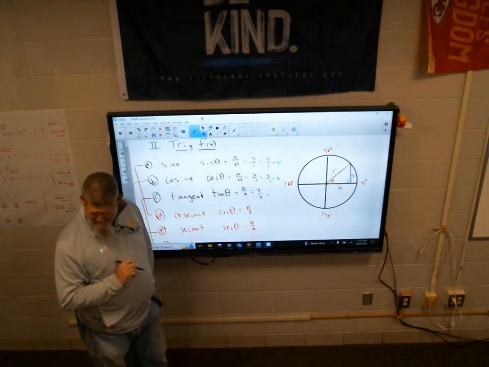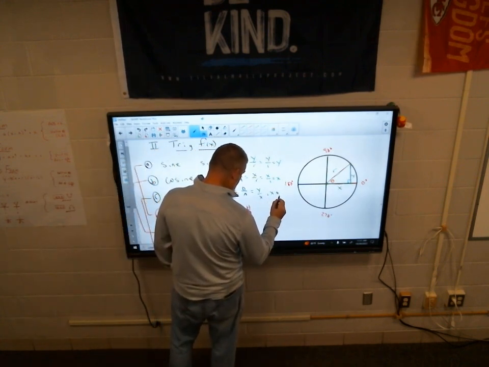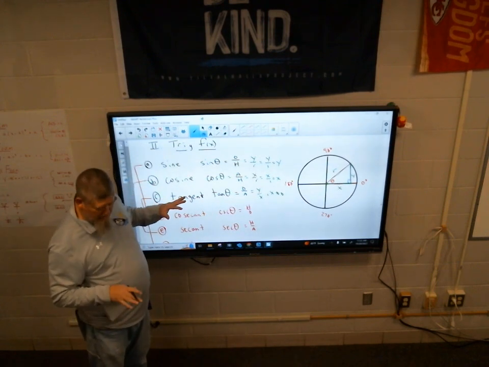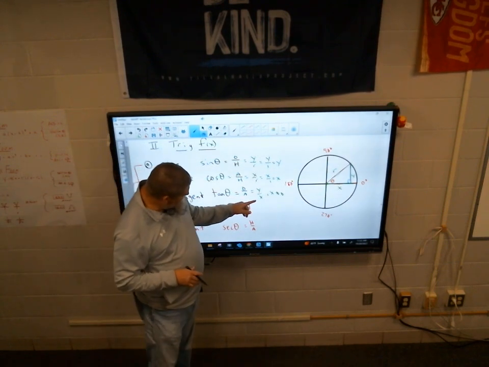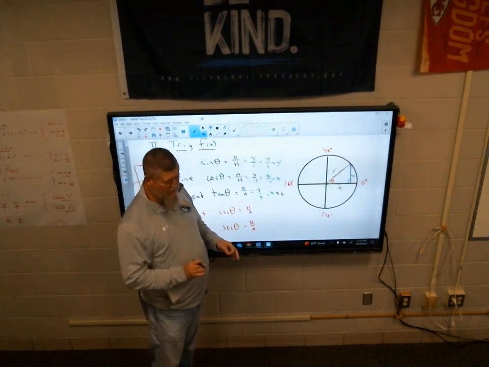What makes X equal 0? X cannot be 0. See, with sine and cosine, there's no limitations, they can do whatever they want. But with tangent, since it's Y over X, X can be everything except for 0.